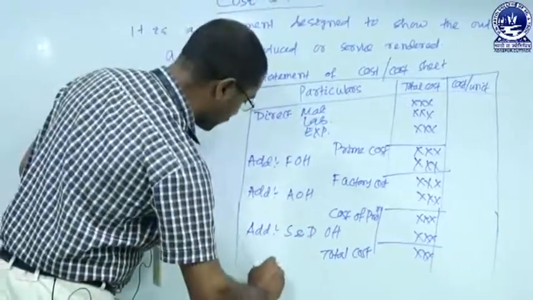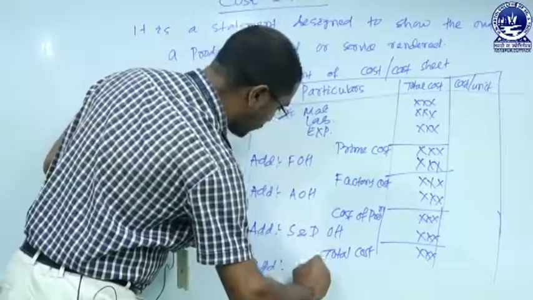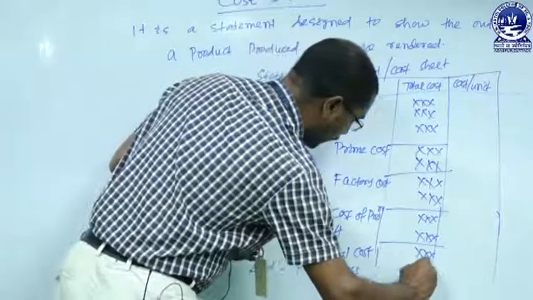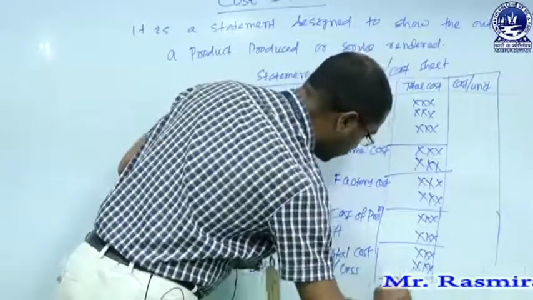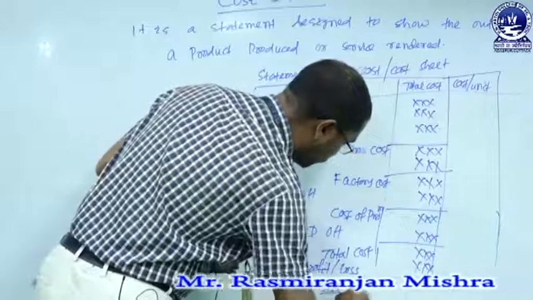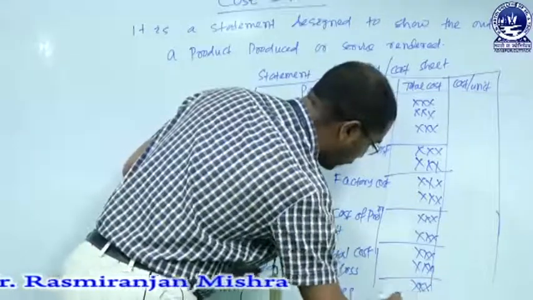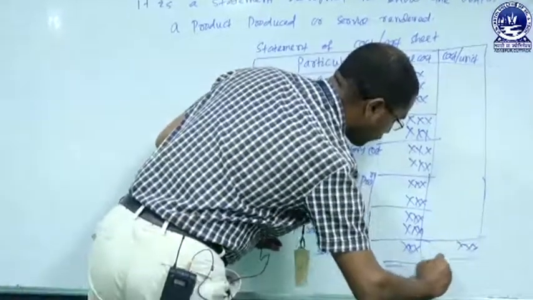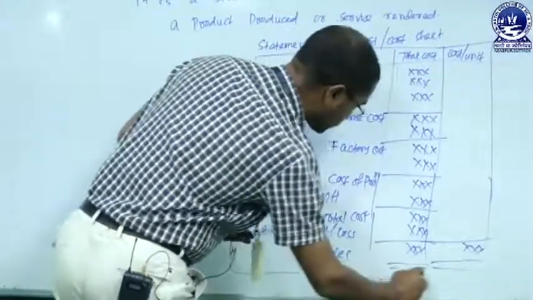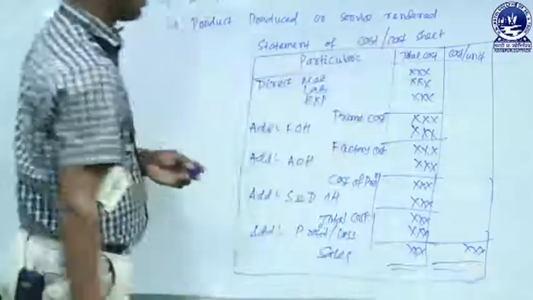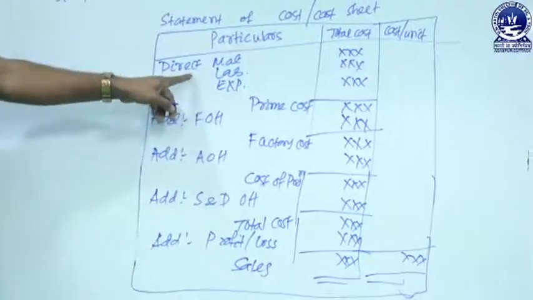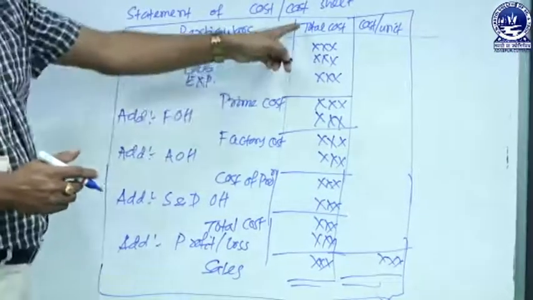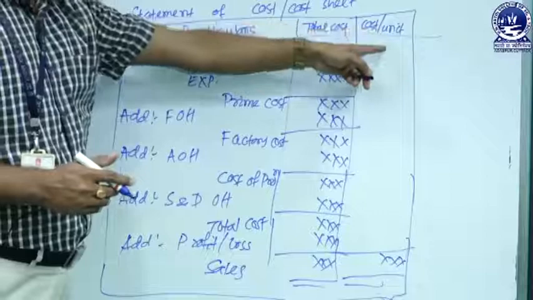Then if there is a case of profit, we add it, or if there is a case of loss, then we deduct it, and the total amount represents sales or selling price. So this is the detailed statement of the cost sheet. Material, labor and expenses, the sum total of all is called prime cost. This is the total cost column and this is the cost per unit.